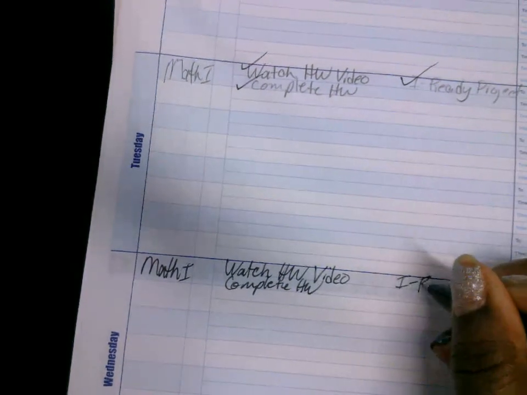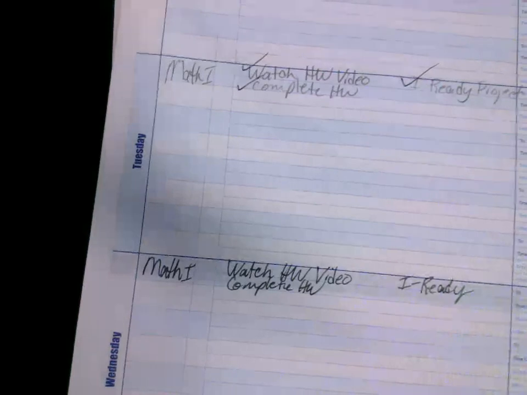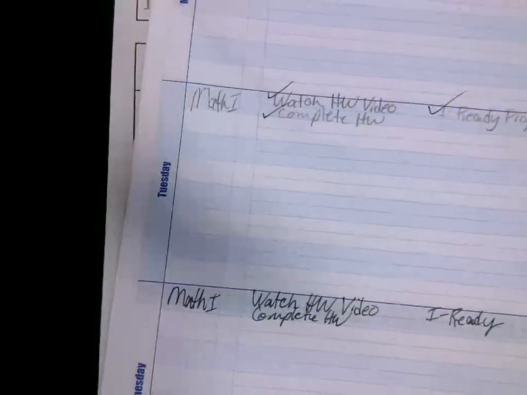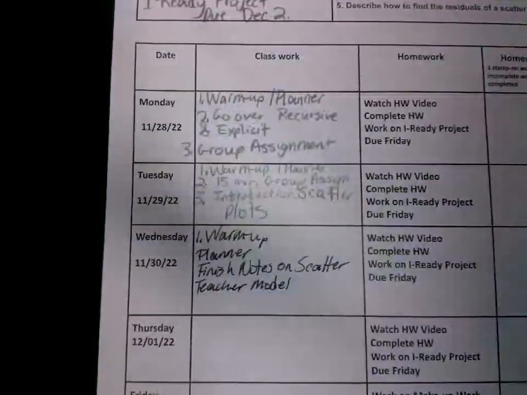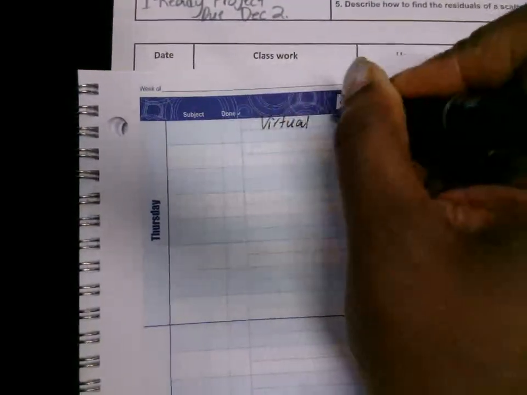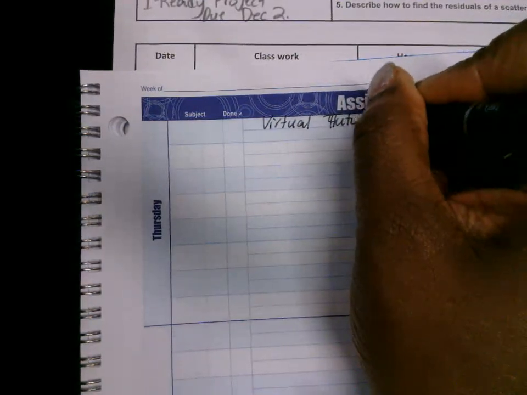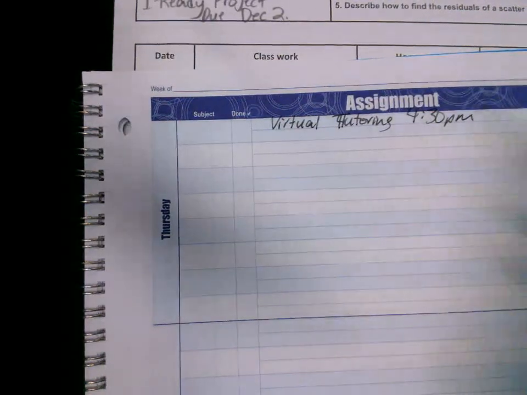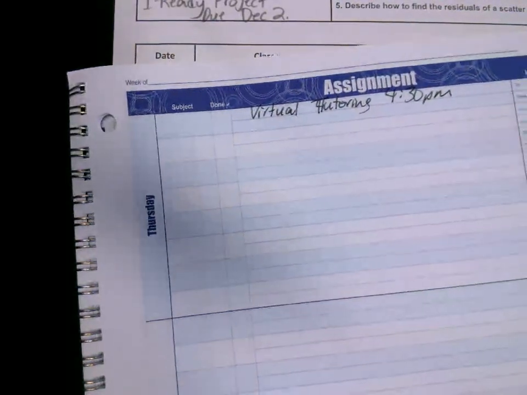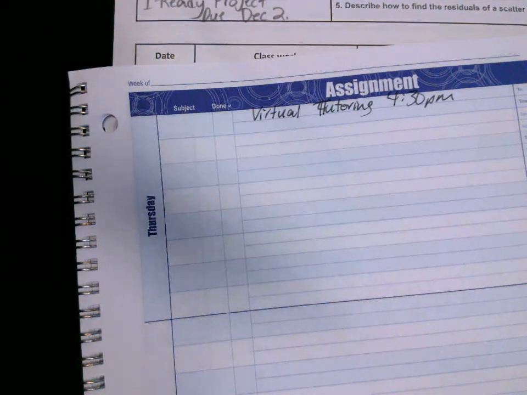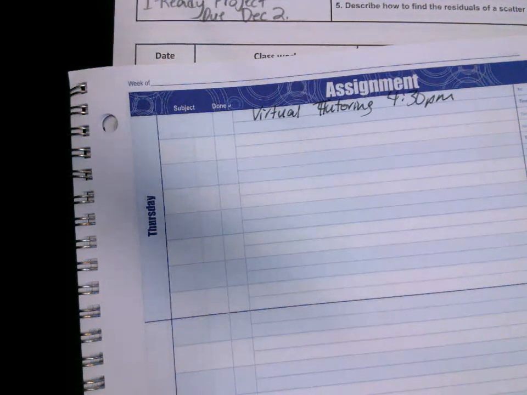iReady, if you haven't finished working on your iReady project, please do that. Tomorrow, someone asked for tutoring, so I will be available for tutoring virtually at 4:30. Yesterday, I did in person help with the project. That was on the board. Please look at the board because sometimes I do forget to say it when you all ask me for help.